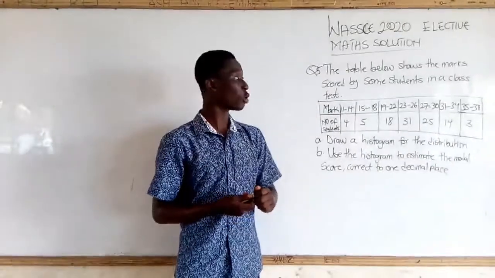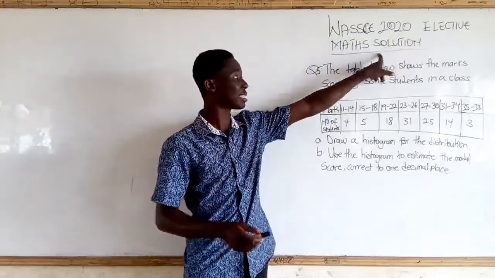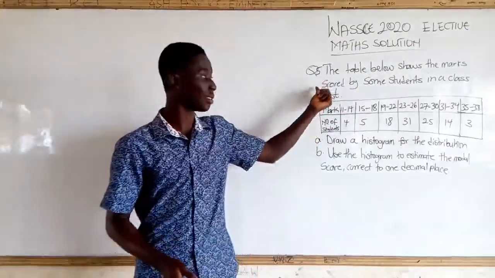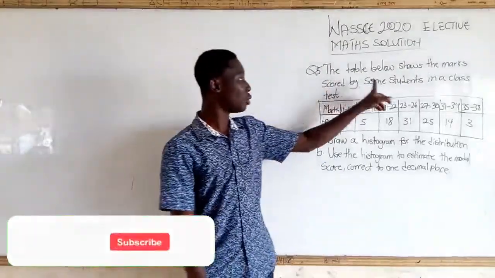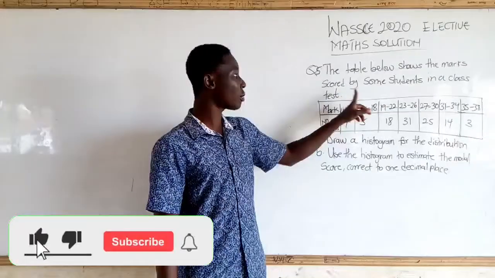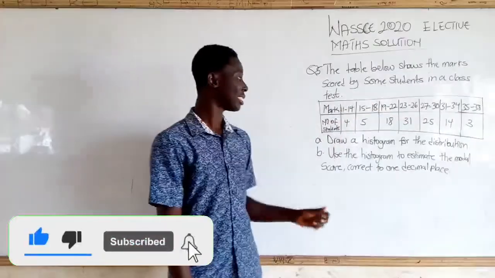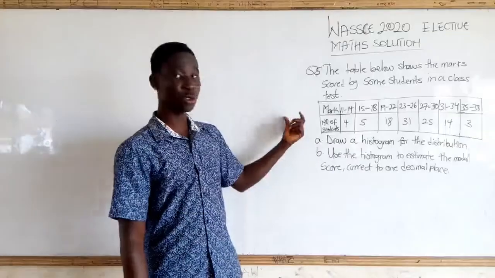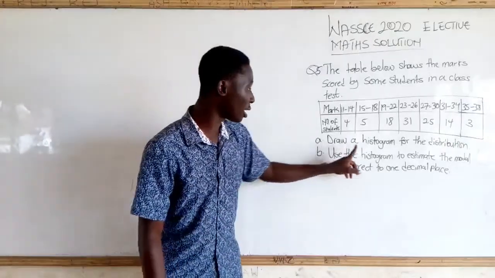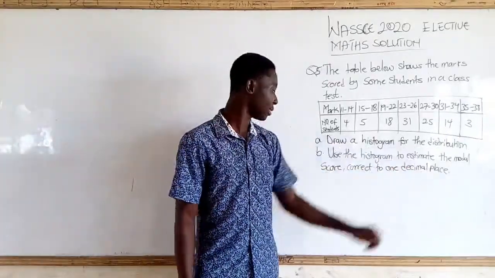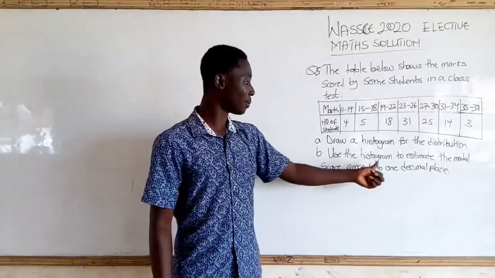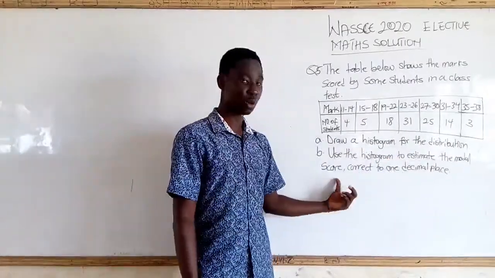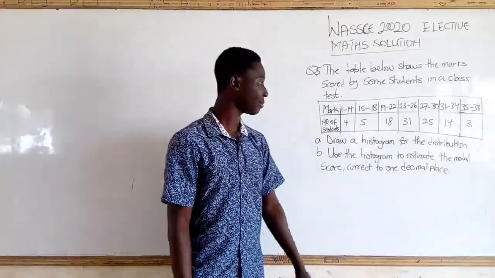In this video, we are going to solve WASSCE 2020 elective mathematics solution to question number 5. And the question is, the table below shows the marks scored by some students in the class test. And then this is the table. So we have to use this table to draw a histogram for the distribution, and then use the histogram to estimate the modal score correct to 1 decimal place.